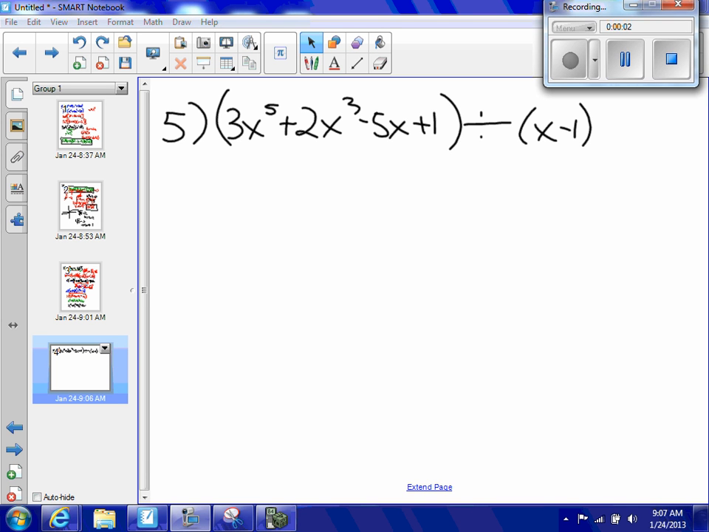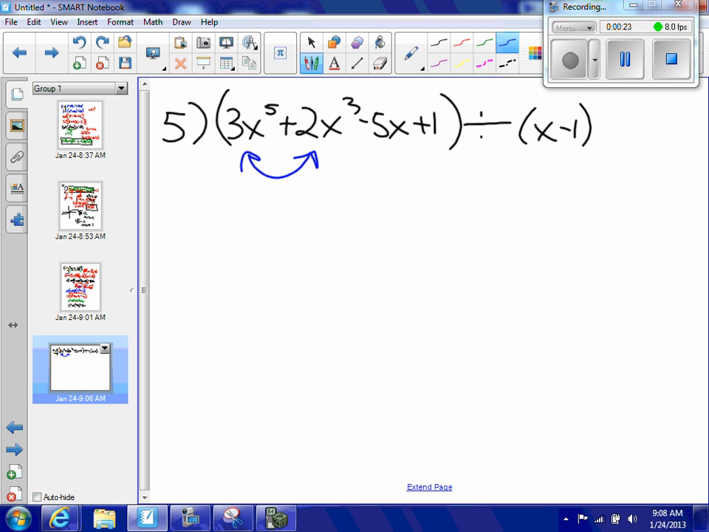Problem number 5 on the chapter 5 quiz 2 was to simply divide using synthetic division. This problem was almost directly off of practice C, except that practice C had mixed up a couple of the terms, and I don't want to try and catch anybody on that on this particular problem, so I just put it in standard form.